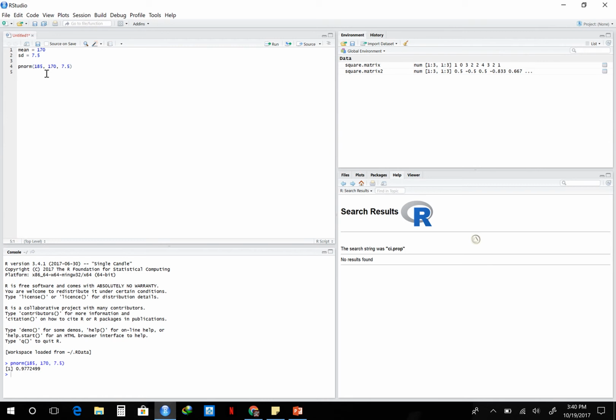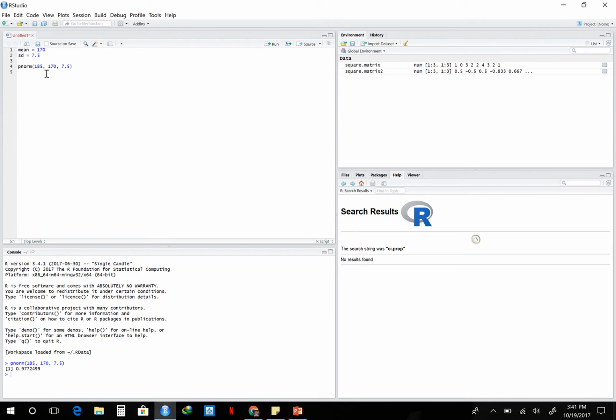And so that's the probability of it being less than 185. Sorry, I'm so sorry. P-norm should always be less than. So if we look at a graph, p-norm is always to the left of a certain point. So if we wanted to find something greater than, we would have to do 1 minus p-norm.